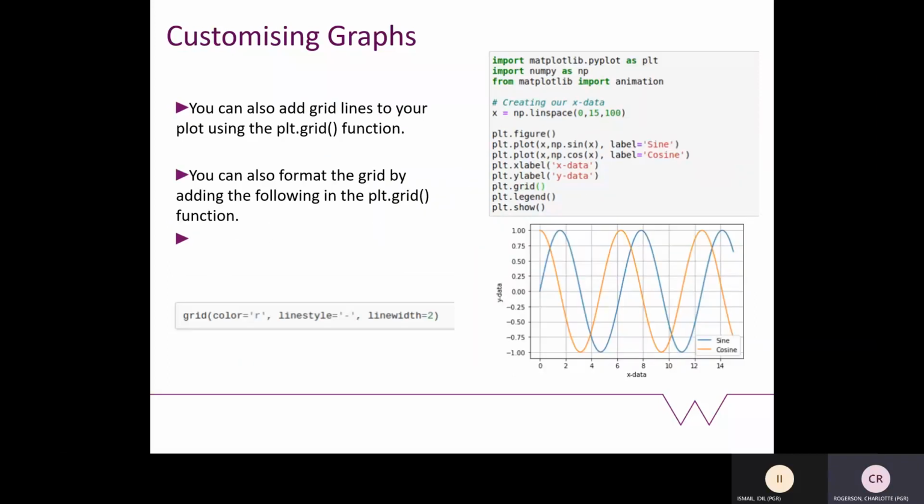So another thing you can add is also grid lines to your plot very easily as well. It's just a case of adding plt.grid within your plotting code. And then within that function, you can also customize the grid further by either changing the color of the grid, the line style, as well as the line width as well.